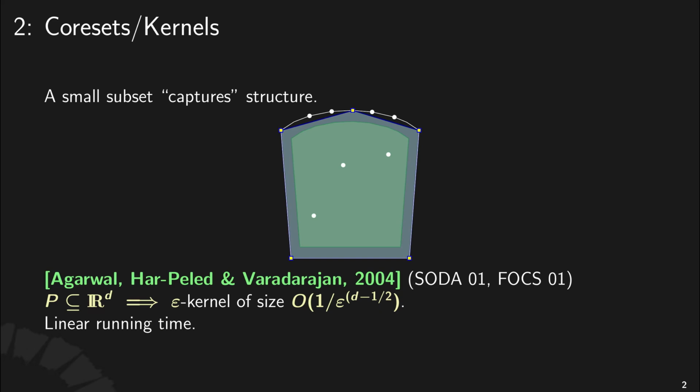And surprisingly, in a joint work with Kasturi Varadarajan, we showed that there exists a subset of constant size that does that. And using that, we could solve various optimization problems.